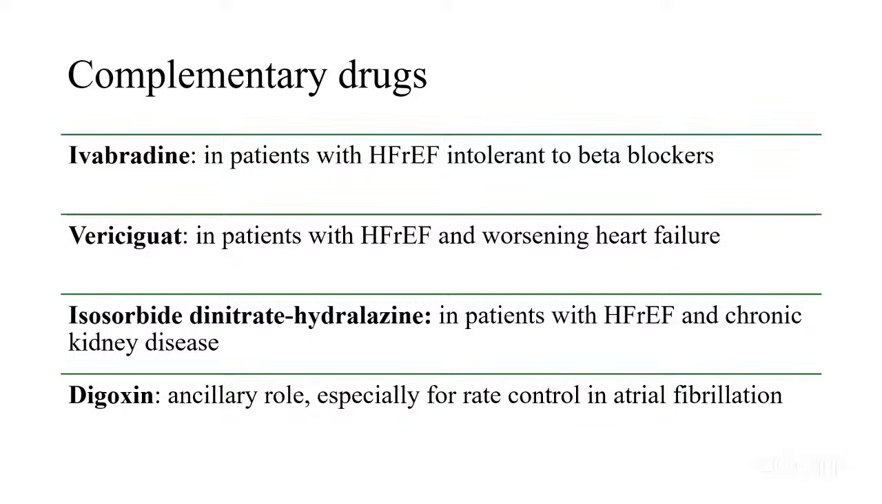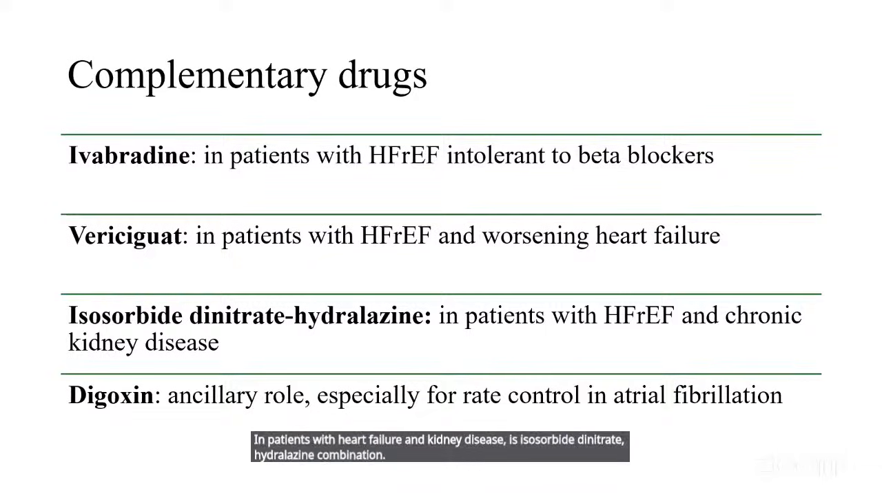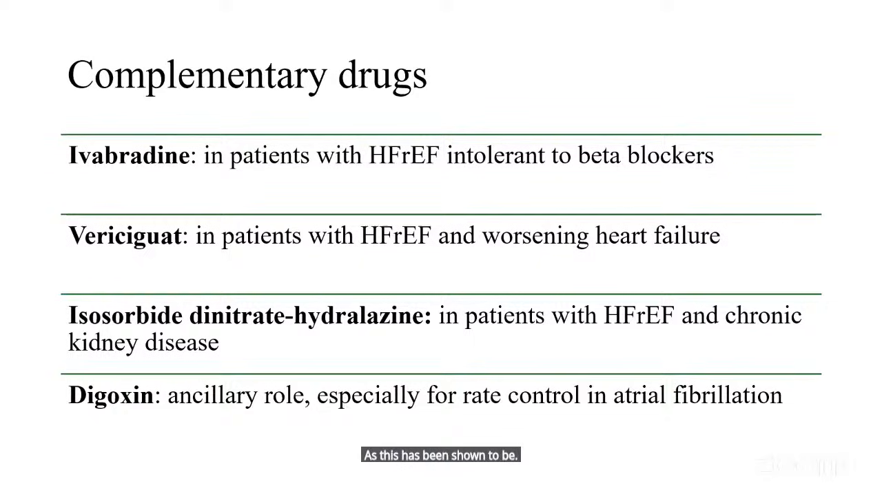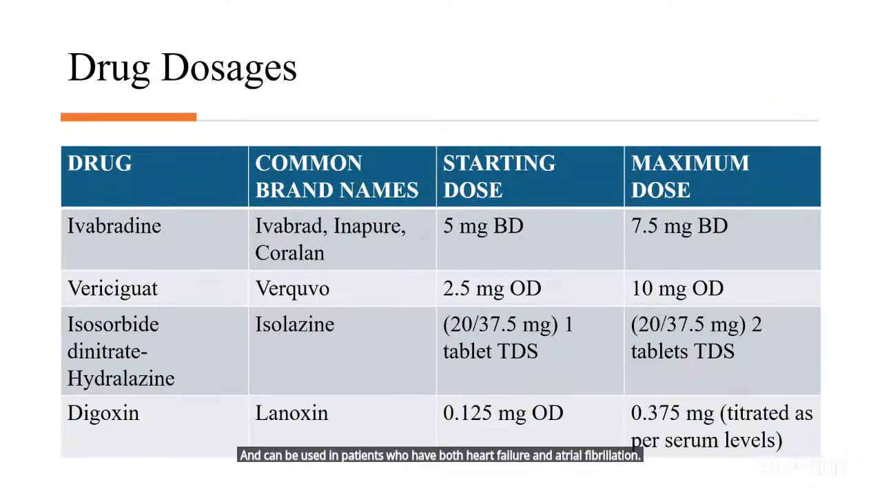Another drug which is beneficial in patients with heart failure and kidney disease is the isosorbide dinitrate hydralazine combination, as this has been shown to be safe in chronic kidney disease. And another drug is digoxin, which can help with rate control in atrial fibrillation and can be used in patients who have both heart failure and atrial fibrillation. So these are the common drugs which are used and the doses. I'll not go into detail.